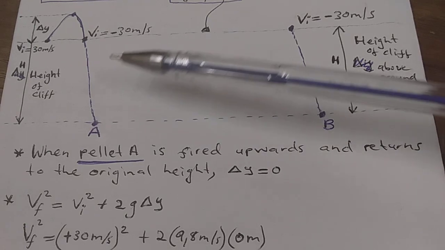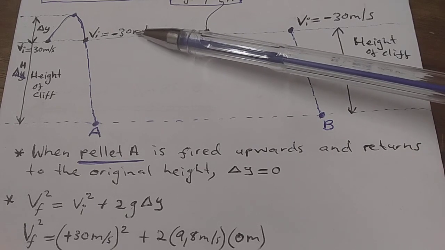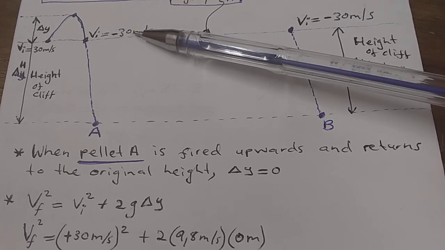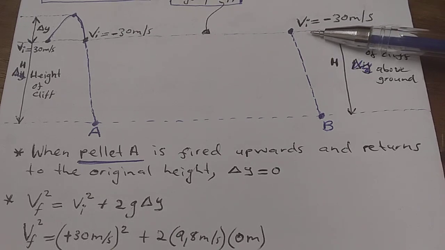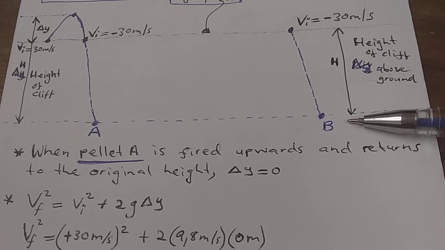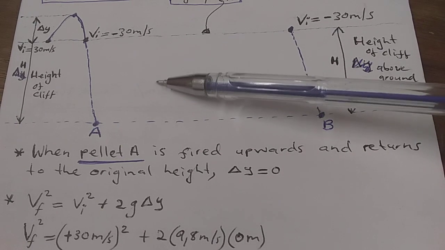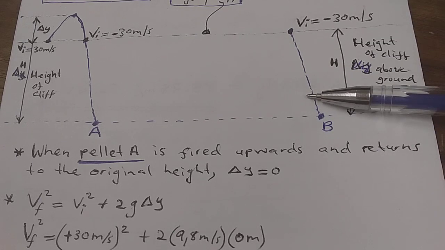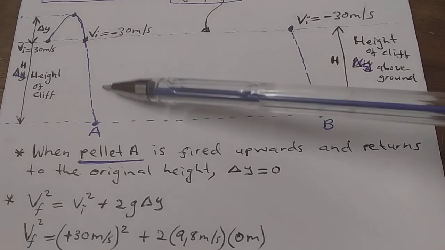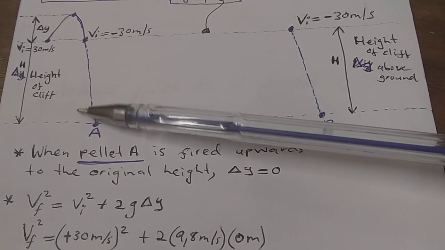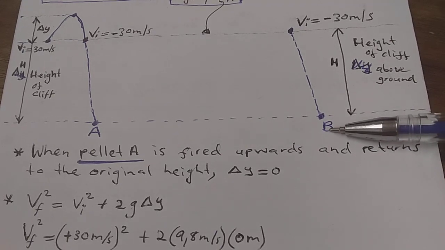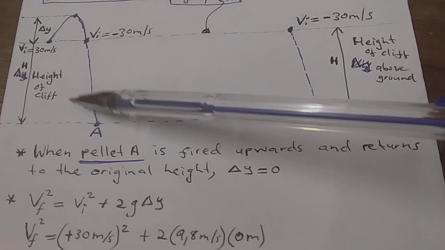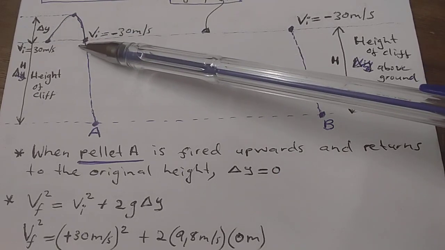So we are saying that the initial velocity for pellet A on the cliff is the same as the initial velocity for pellet B on the cliff, and the height from the cliff to the ground is also the same. Therefore, the time taken along this path is equal to the time taken along this path. The reason why B hits the ground first is because of the lagging in pellet A.